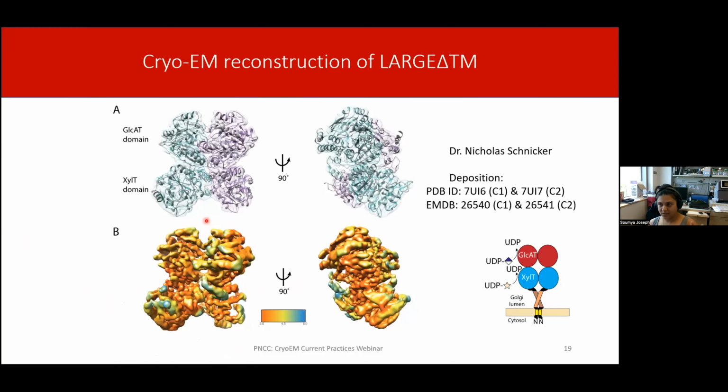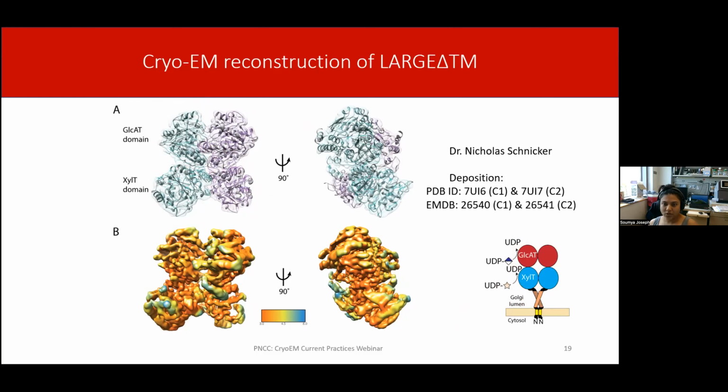So this is Nick's reconstruction of LARGE1. Here you can see the 2 protomers of LARGE1 colored in different colors. And this is a 90-degree rotation. The glucuronic acid transferase domain is here on top, and the xylose transferase is here on the bottom. And this is a local resolution map of LARGE1. And it fits our model that this is what it looks like, the globular catalytic head.